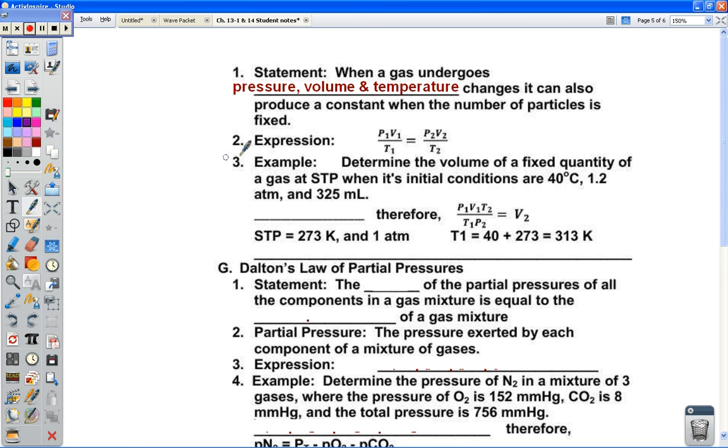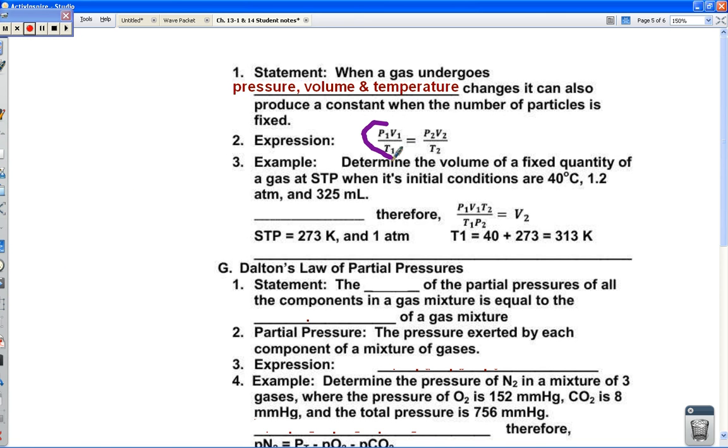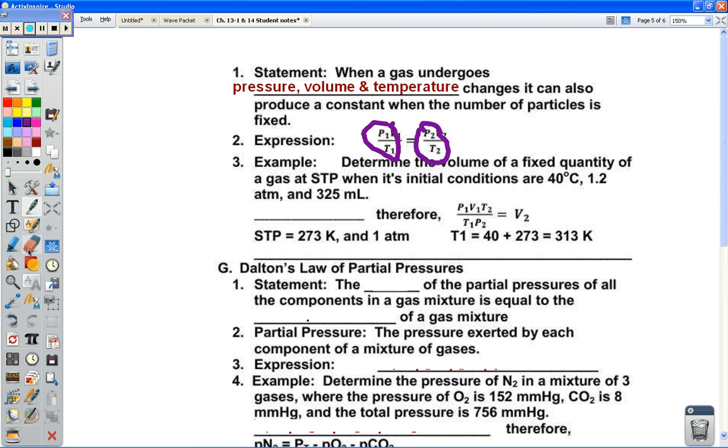Then if we have P1 T1, P2 T2, that was Gay-Lussac's law. So they're all combined into this one big equation, which is kind of funny because that's what we did on Friday. We did this on our own.